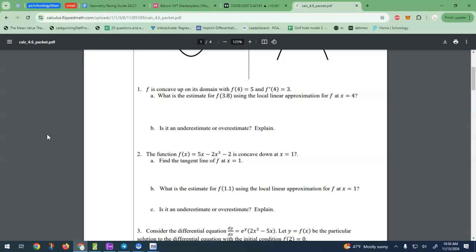A lot of times they'll say put it in y equals form or something. I don't really ever ask for that. But I would not do that here, because your next job is to take that equation and use it to find out what 3.8 would be.